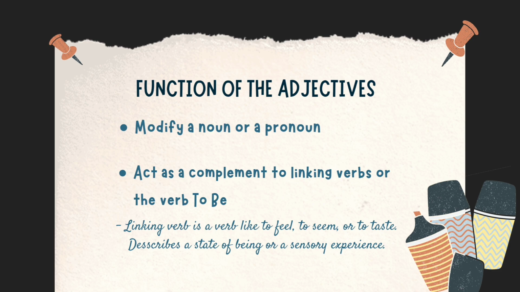Adjectives, apart from modifying nouns, also act as a complement to linking verbs or the verb to be. A linking verb is a verb like to feel, to seem, or to taste that describes a state of being or a sensory experience. What is used this way is called a predicate adjective.